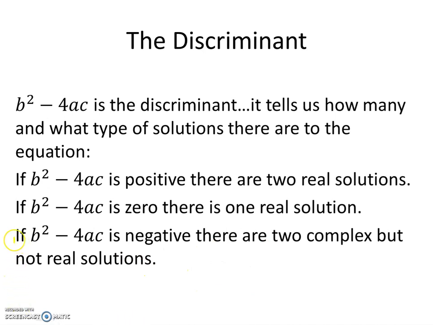Going on to something new, it's the discriminant. The part of the quadratic formula under the radical is b squared minus 4ac. It's also known as the discriminant. It tells us how many and what type of solutions there are to the equation. If b squared minus 4ac is positive, there are 2 real solutions. If it is 0, there is 1 real solution. And finally, if it is negative, there are 2 complex, but not real solutions.